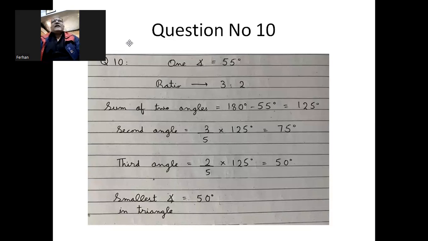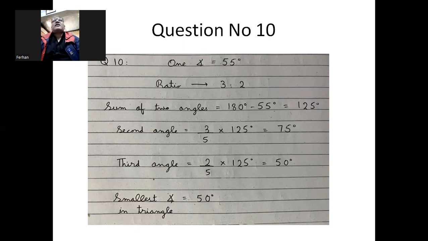Okay, so one angle is 55, the ratio is 3:2. These are the other 2 remaining angles. So sum of the 2 angles will be 180 minus 55, 125. So the second angle will be, the ratio divided by the sum of ratio multiply the total. So 3 by 5 multiply 125 equals to 75 degrees. The third angle will be 2 by 5. Its ratio is 2 and the sum of ratio is 5. Multiply and the total angle of those 2 is 125. So 2 by 5 multiply 125 and that will be 50.